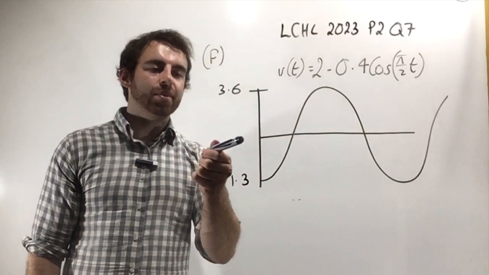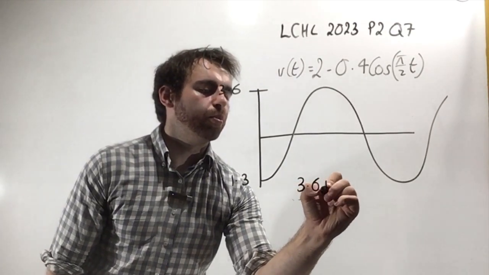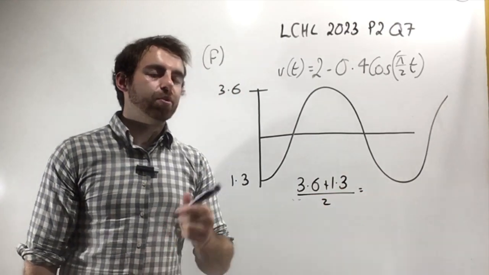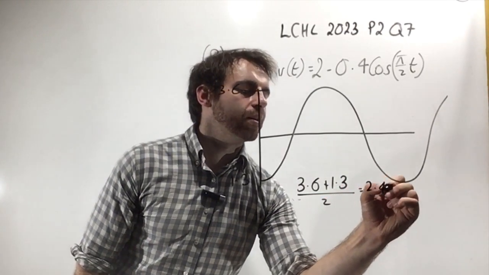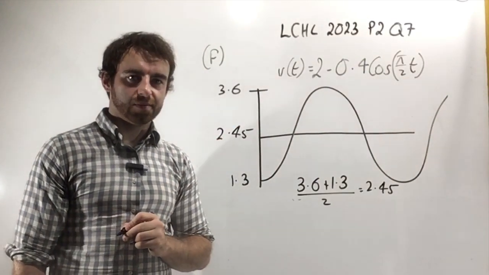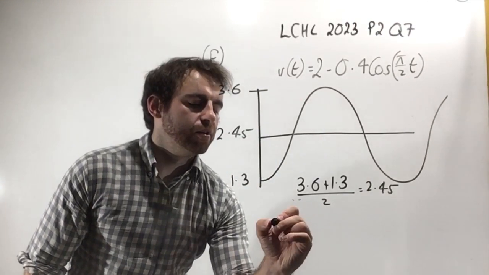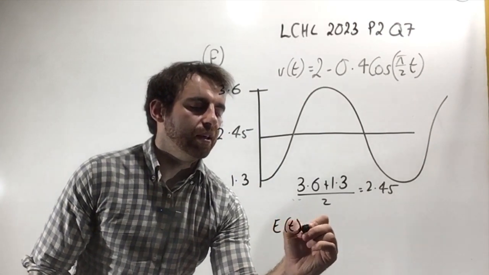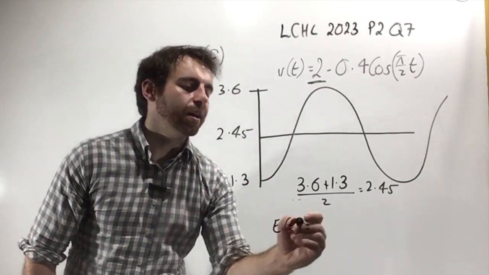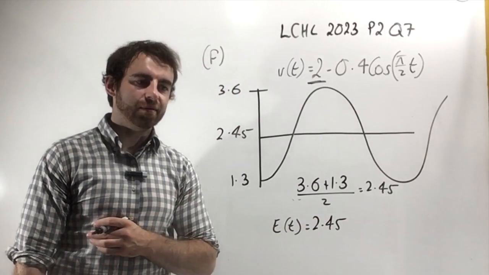To work out what the midline is, we add these two numbers together and we get their average. So 3.6 plus 1.3 divided by 2. If we plug that into our calculator, we work out that halfway between the maximum and the minimum is 2.45 litres. Now, we can already fill in a lot of information about our graph. So let's start writing out V of t. Remember that the first number here represents whatever the midline is. In this case, the average amount of air in her lungs is going to be 2.45 litres.